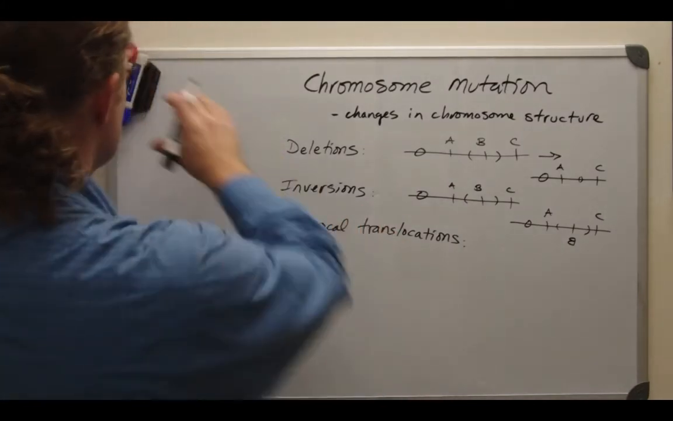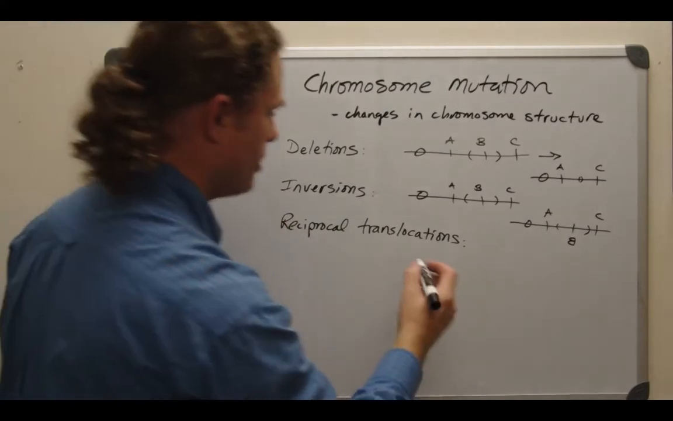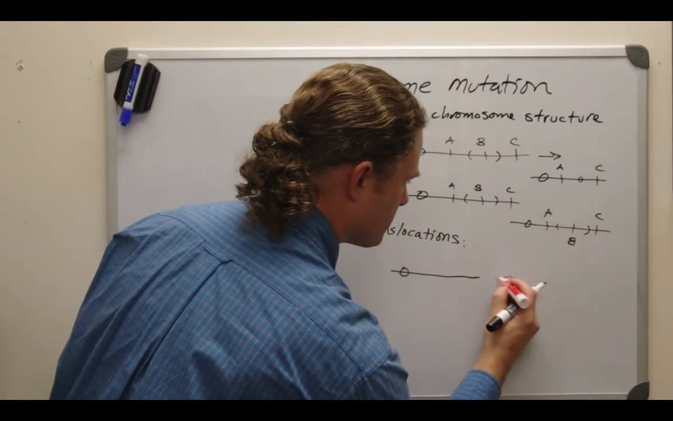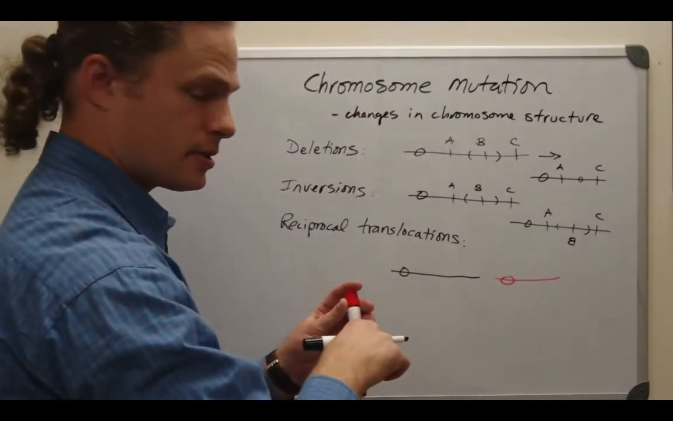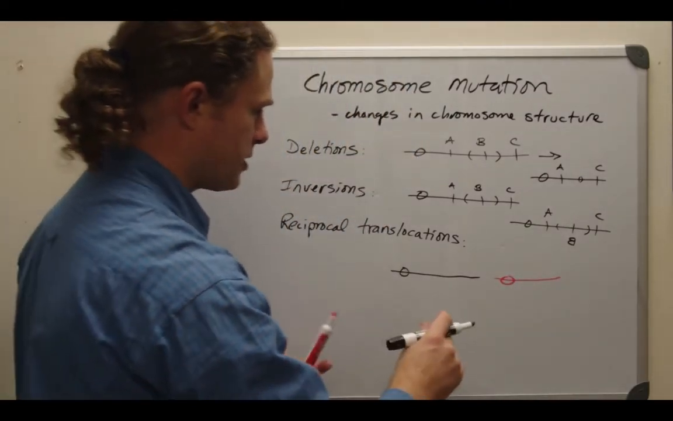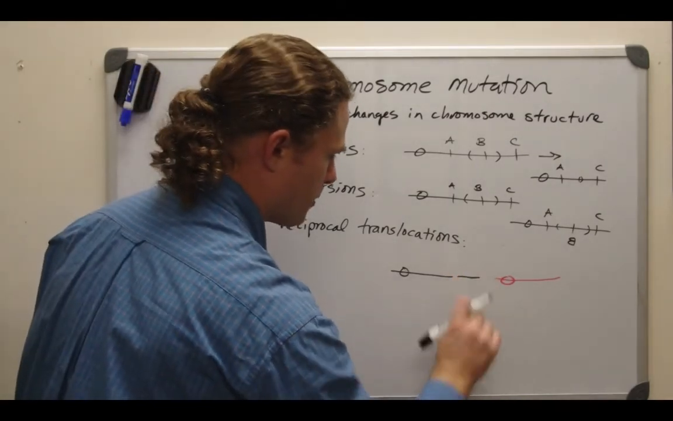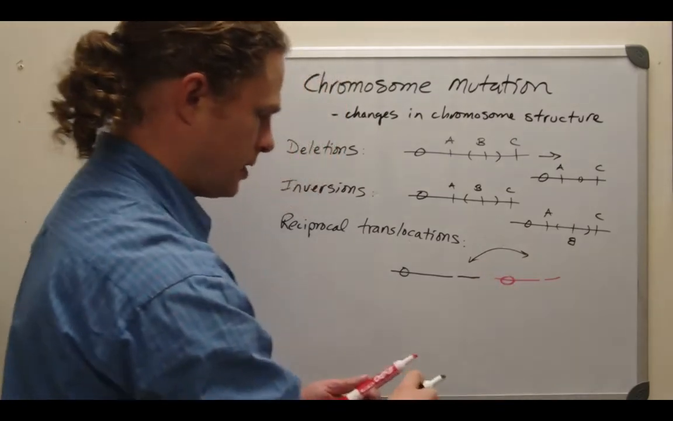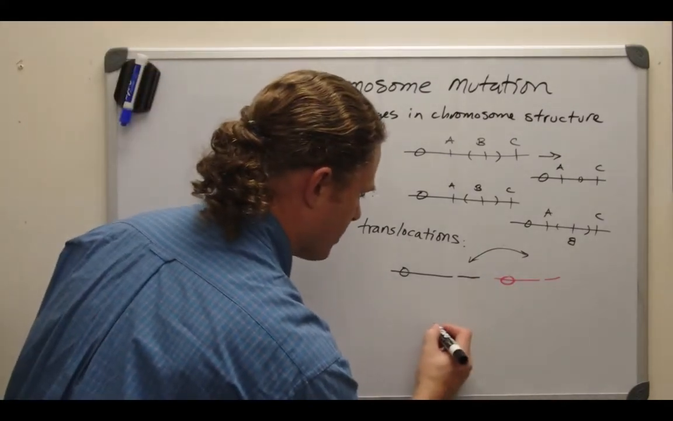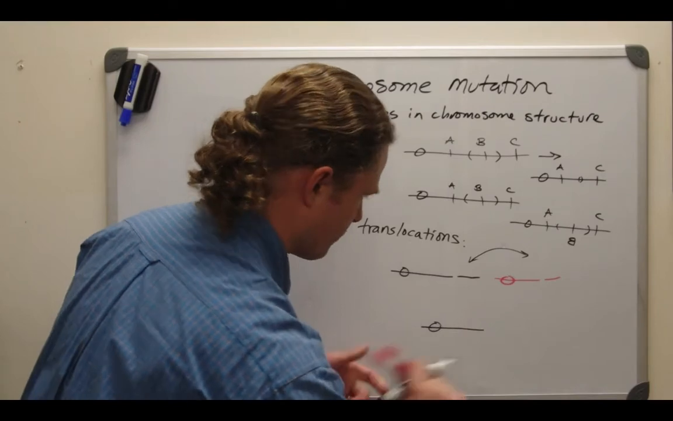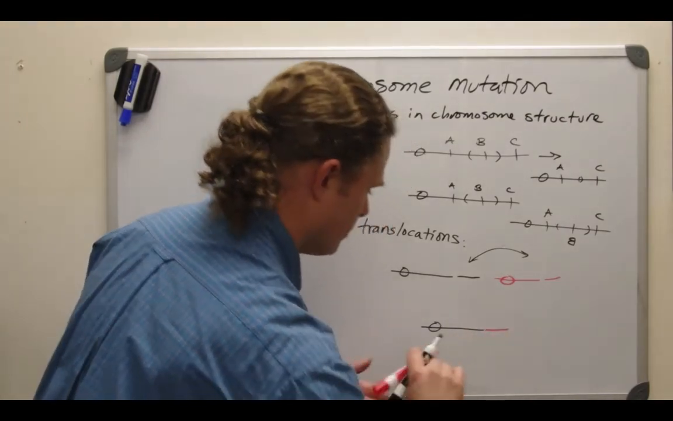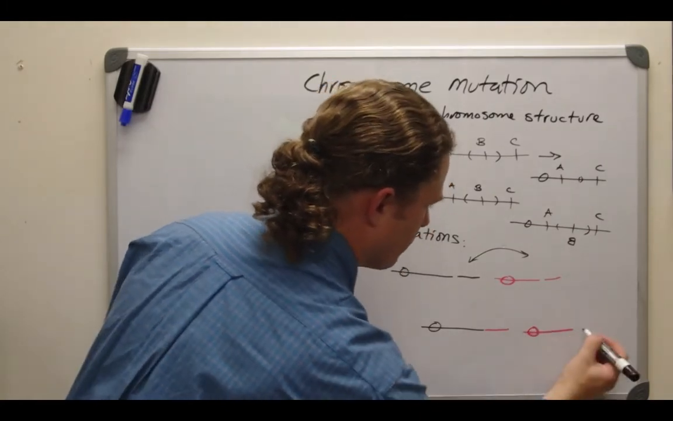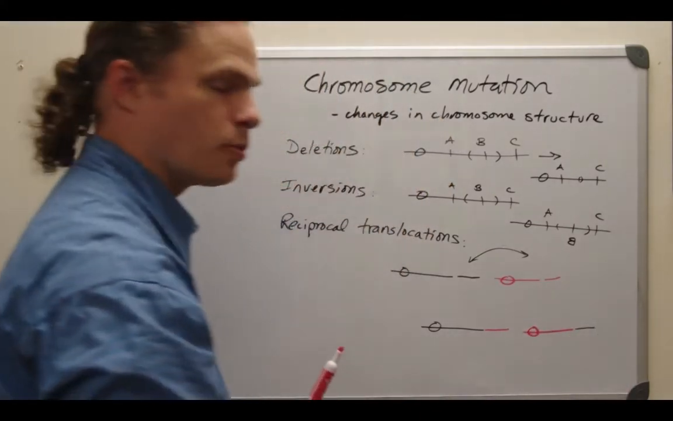Reciprocal translocations, on the other hand, are breakage and rejoining between two distinct chromosomes. So now I'll draw these non-homologous chromosomes as different colors. And a translocation event would be a break in one and a break in another, and then a swapping of the two, such that after the event, we would have this sort of structure. For example, where these two chromosomes have swapped tips.